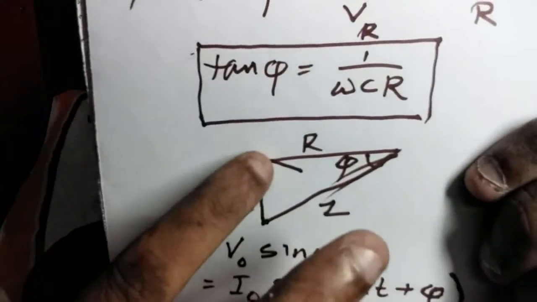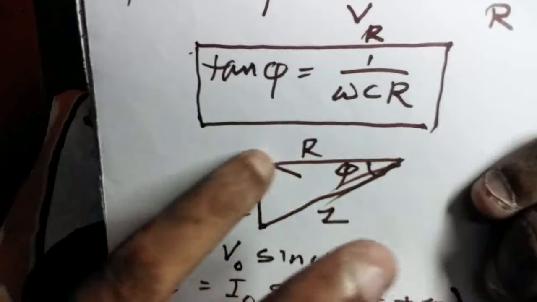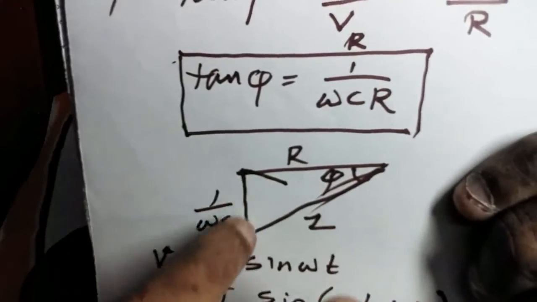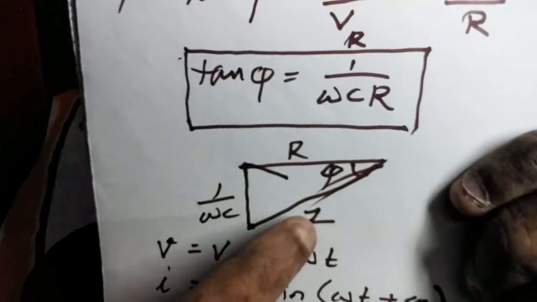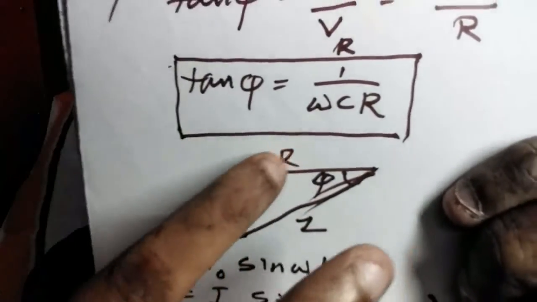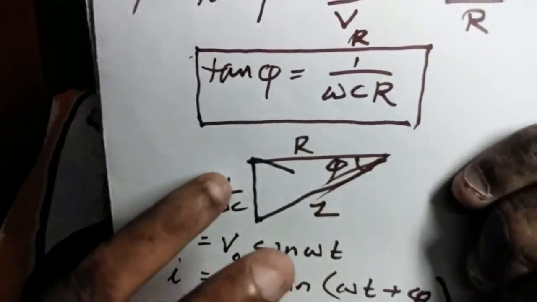This is the impedance triangle. This is R, 1 by omega C is at 90 degrees, and Z is the hypotenuse. So you get Z square equals R square plus 1 by omega square C square.